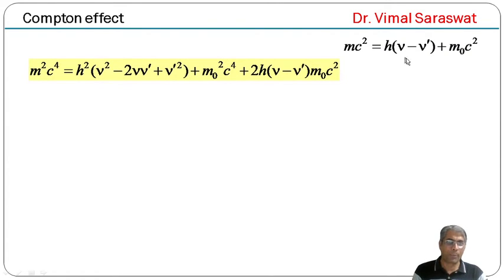If we open this by (a + b)², then m²c⁴ = h²(ν − ν')², that is h²(ν² − 2νν' + ν'²), plus m₀²c⁴ plus 2h(ν − ν')m₀c².